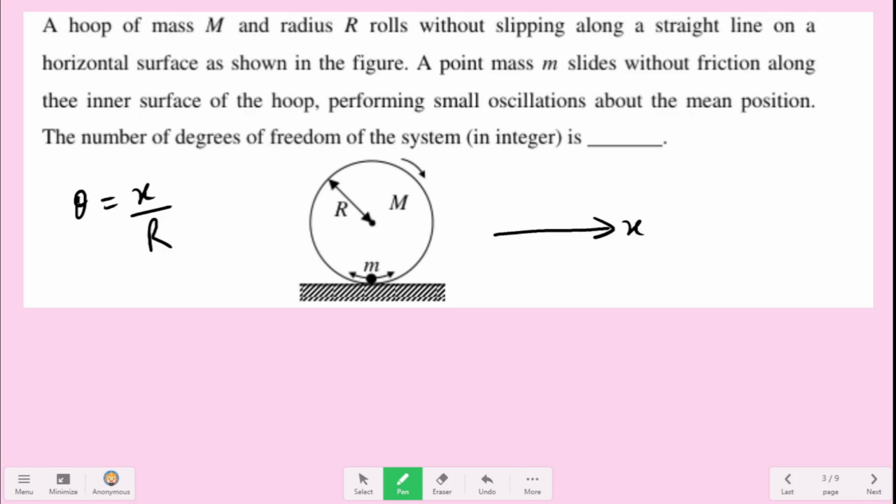Now to represent the oscillatory motion of the particle inside the hoop, we need another coordinate. So this corresponds to 1 more degree of freedom. So total degree of freedom is equal to 2. One corresponds to the translational motion of the hoop and the other corresponds to the oscillatory motion of the point mass inside the hoop. The rotational motion of the hoop is dependent on the translational motion of the hoop, therefore it does not add to the degree of freedom.